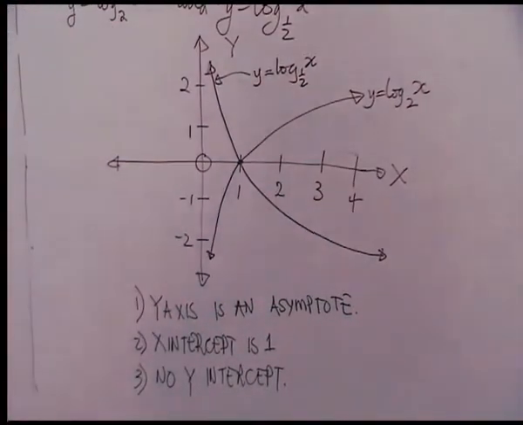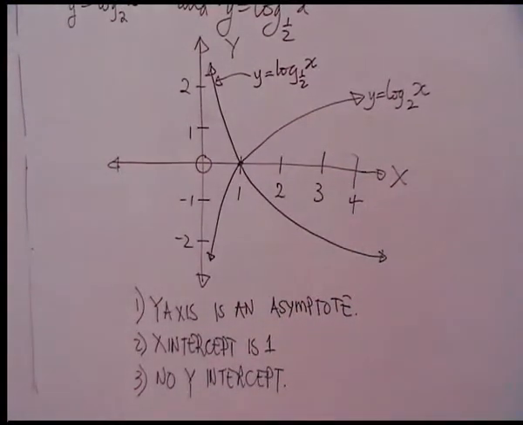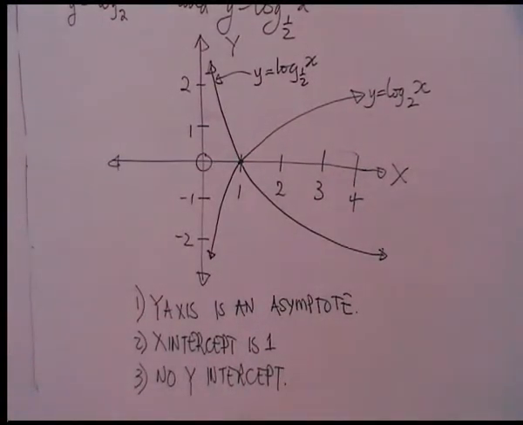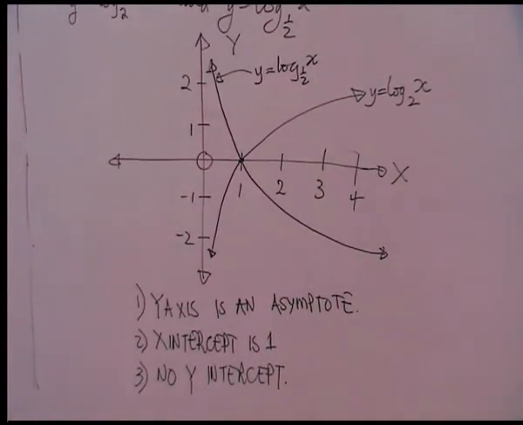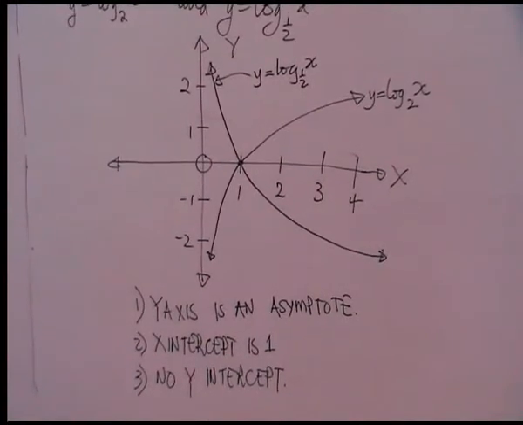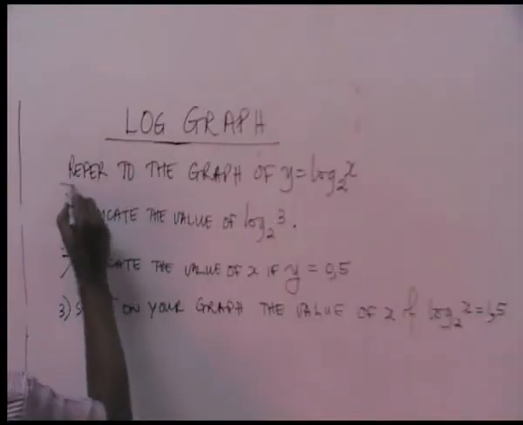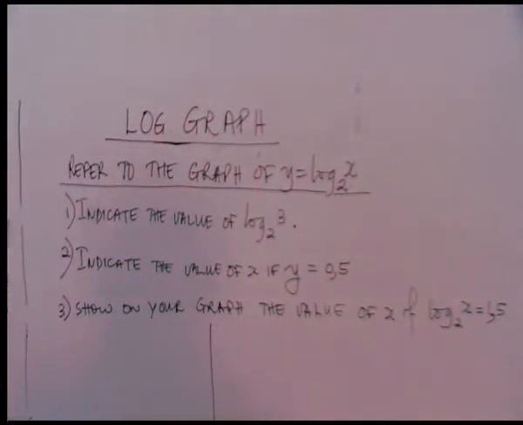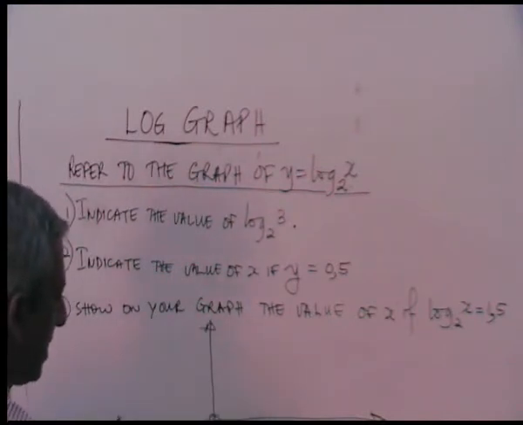This graph does not have a y-intercept, so there is no y-intercept. All right, so now from these graphs you can use this graph to solve equations, and your answers would only be approximate values in most cases. Only in some cases will you be able to get the exact answer. So I'll just do one example where you're trying to solve equations from a log graph. You're going to refer to the graph of y is equal to log x to the base 2. It's a rough graph, and we only want you to give us approximate positions. We don't want the exact answers.